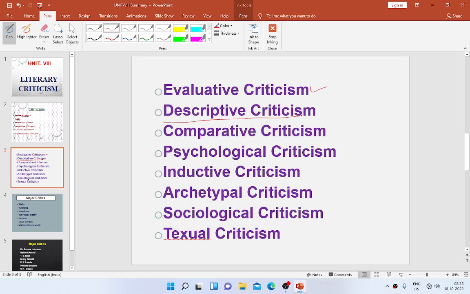Examples of descriptive criticism are Conversations with Drummond by Ben Jonson and Essay on Dramatic Poesy by John Dryden. The next type of criticism is comparative criticism.